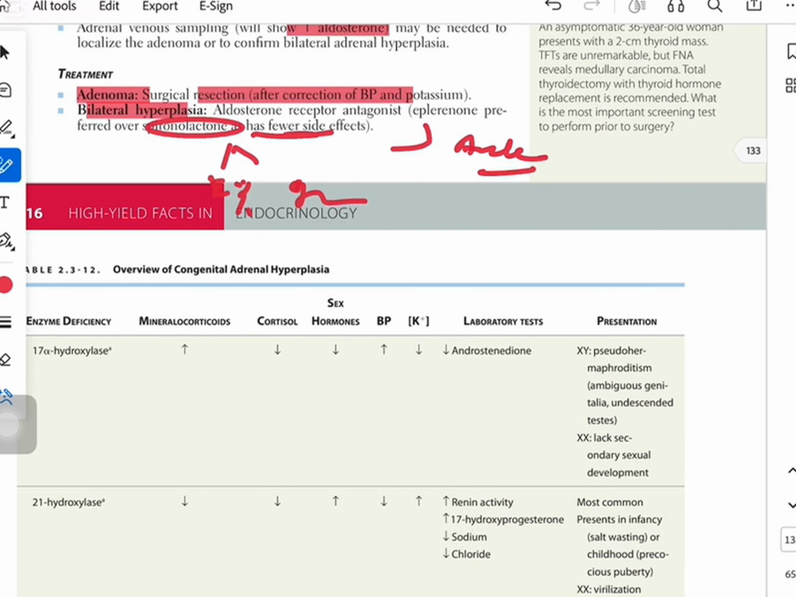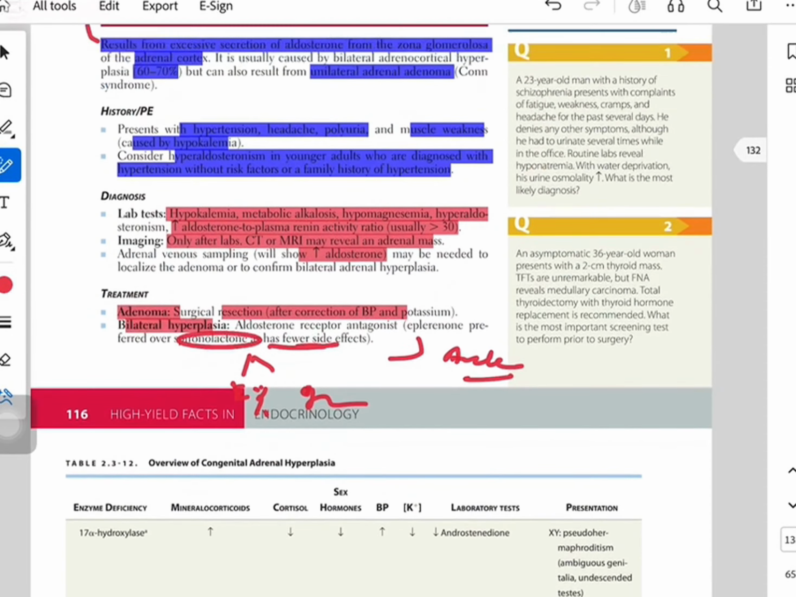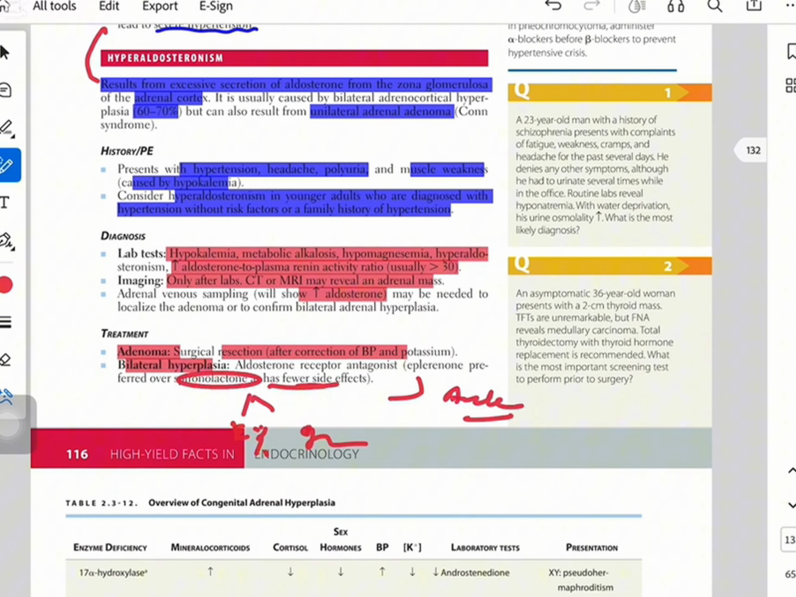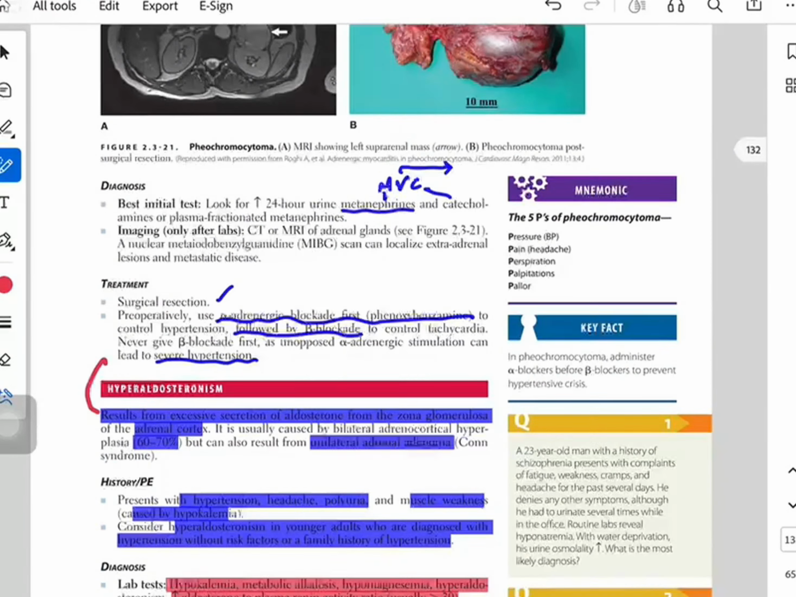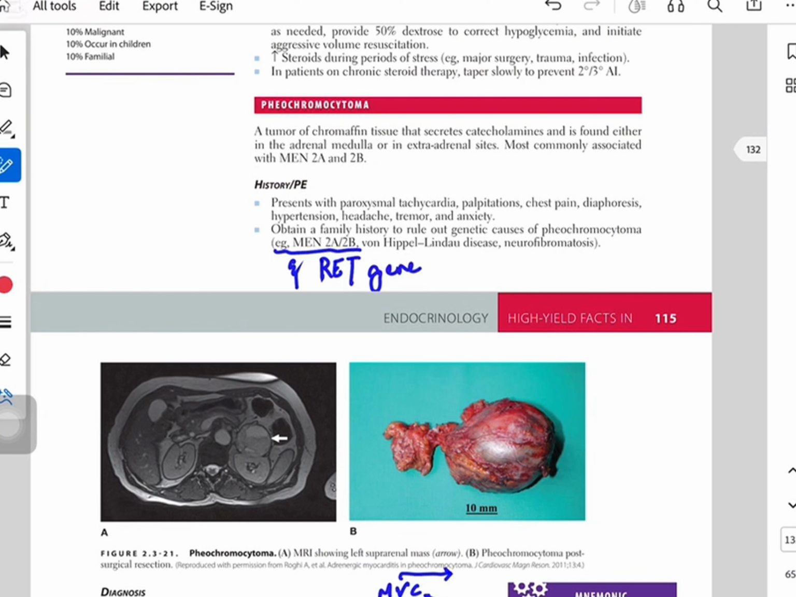Okay guys, so this is the drug. This is all that is written here. There is nothing written about secondary hyperaldosteronism, and nothing about the tertiary one, the other cause of hyperaldosteronism. I hope everyone who is listening now knows everything about hyperaldosteronism.